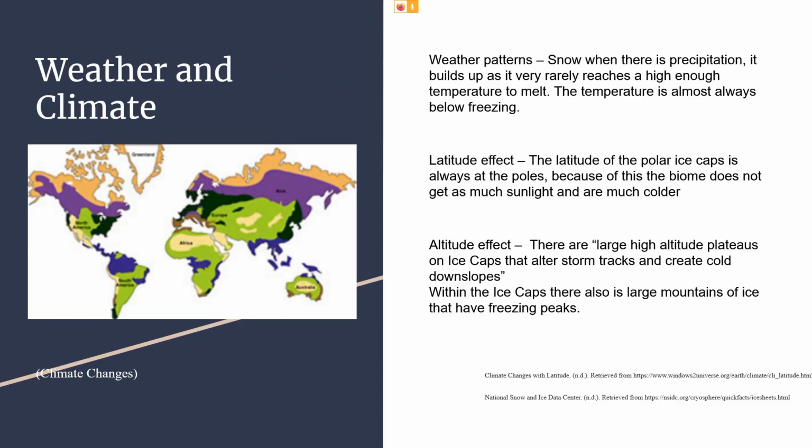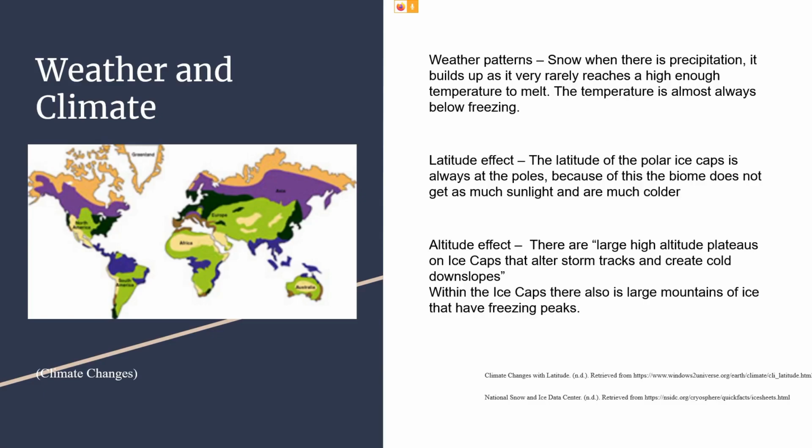The weather and climate. The weather patterns are usually snow when there's precipitation. It builds up as it very rarely reaches a high enough temperature to melt, and the temperature is almost always below freezing. The latitude effect. The latitude of the polar ice caps is always at the poles. Because of this, the biome does not get as much sunlight, and this makes it very cold.